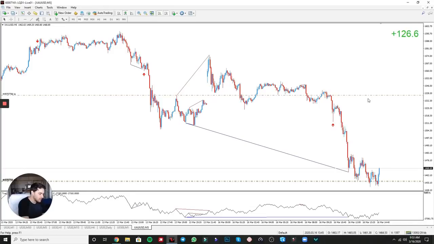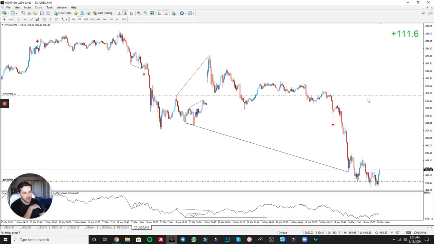1454.73. There we go. Stop loss is at break even, so we are guaranteed safe. Okay. Stop loss at break even. Original entry. There we go. So right now we are currently in floating profit by 113 pips. Can you see that? Yeah, 113 pips, 100 something pips.